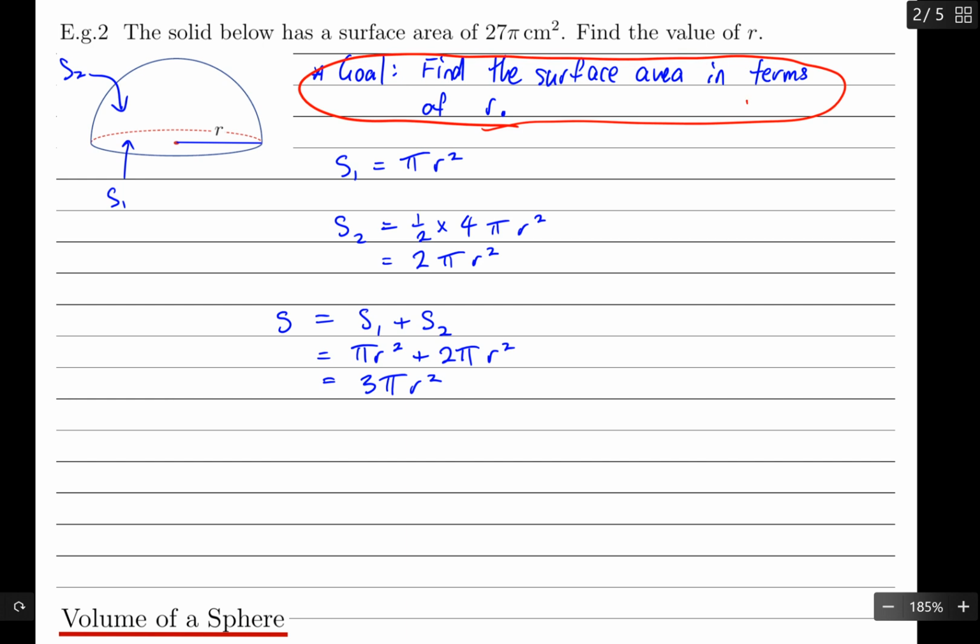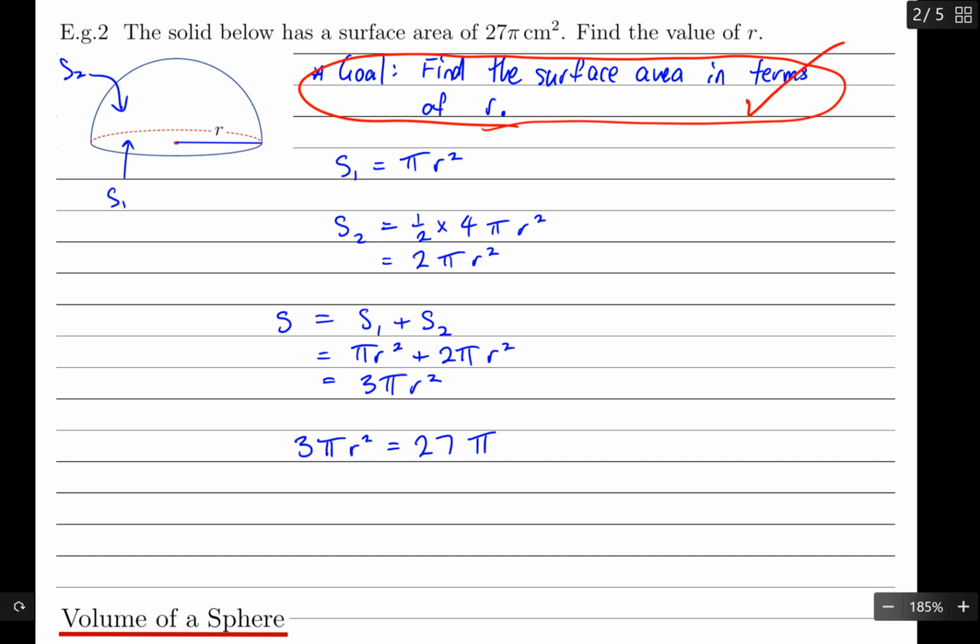We've actually done that now. The fact that I know that the surface area is 3 pi r squared, we're ready to go here. So 3 pi r squared must equal 27 pi. In problems like this, you're required to essentially form an equation. 3 pi r squared is equal to 27 pi, and this is just an equation. We want to solve it for r.